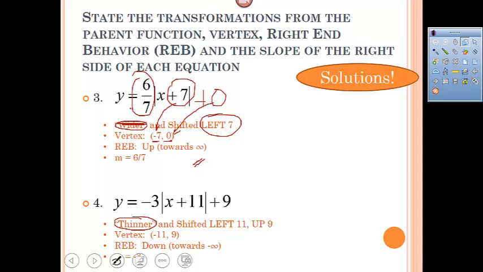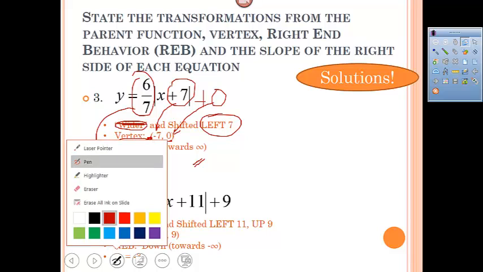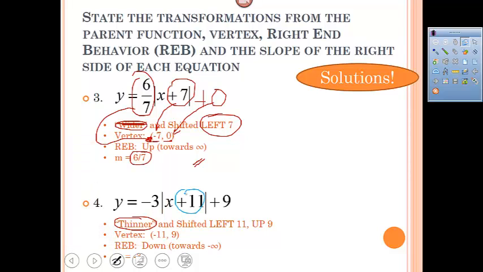It's up because the slope here is positive, the a is positive, and then your rise over your run is 6 over 7. And then for the next one, again, your 11 and your 9 means it's going to shift left because it's the opposite, and then up by a factor of 9. Remember, this is your h and your k, so it's the opposite of the h, comma your k, which is 9. Your right end behavior is down, and the reason is because your a is negative. Your slope, which is kind of hard to see here, your slope of the right side is negative 3 over 1, or 3 over negative 1.